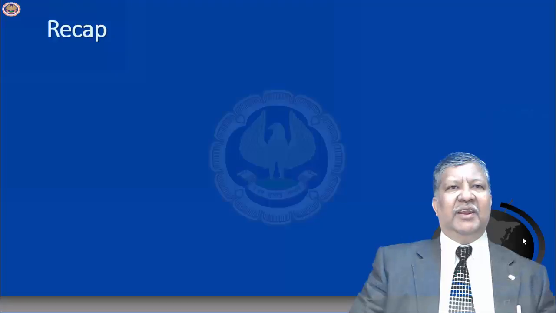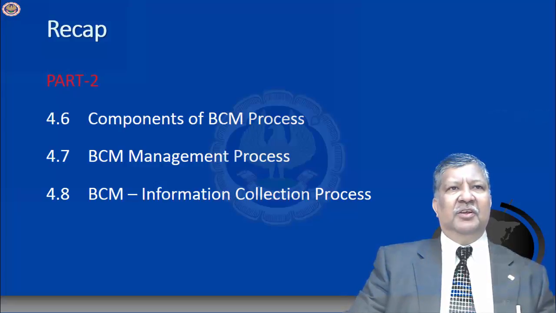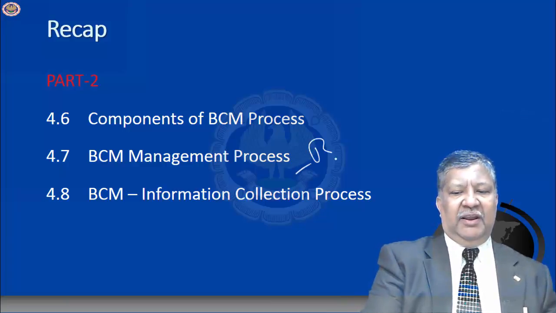Before we go, let's have a quick recap of what we discussed in the business continuity management process. This is part 2 of the presentation. We looked at the components of the business continuity process, the different aspects which have to be covered, which are the elements of the business continuity planning process. We looked at the BCM management process itself and what is to be done. And the most important aspect we covered is the BIA. How is BIA going to be done?